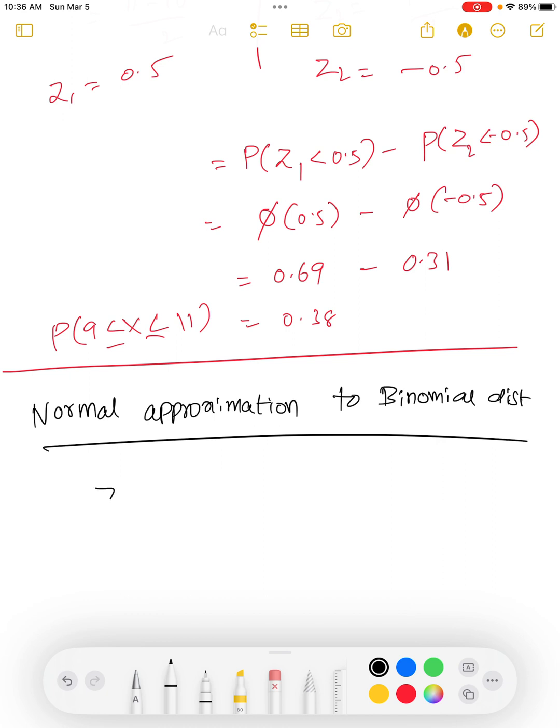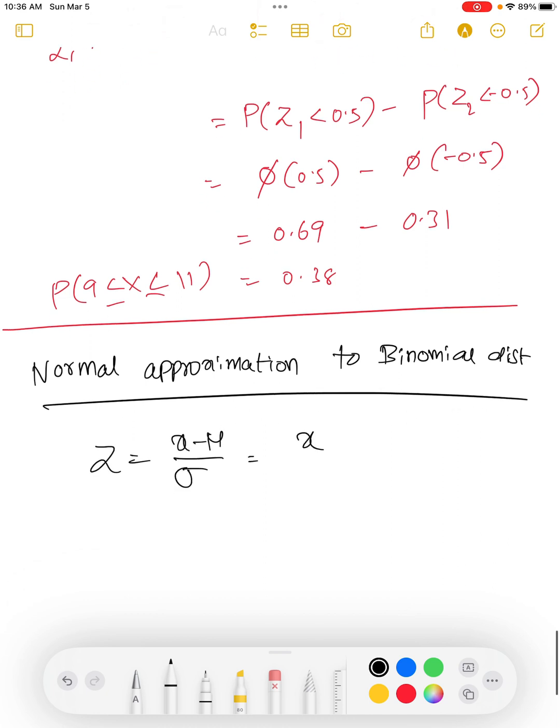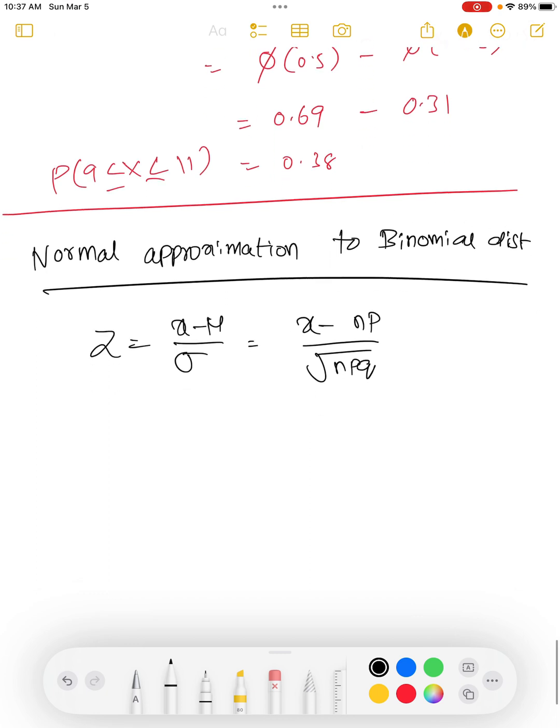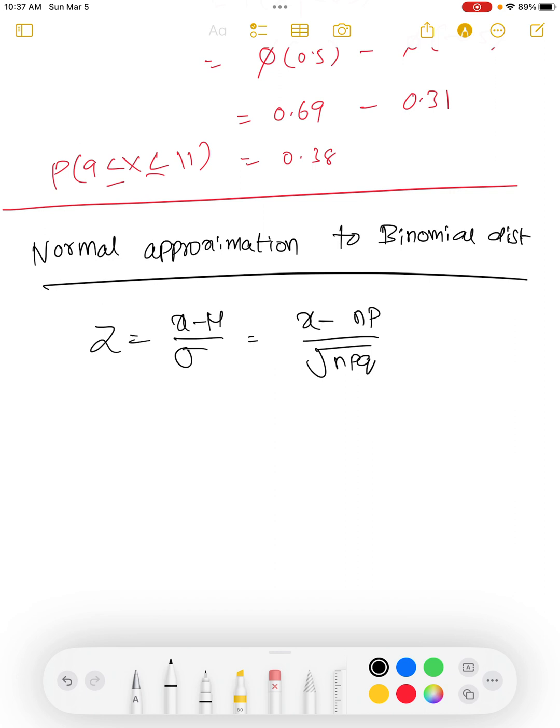We know that z equals x minus mu by sigma. The mu value is np in the binomial distribution. You remember npq. Replacing x with z, mu with np, and the standard deviation with the root of npq, we will get some error, which is called the normal error. That error can be corrected with a continuity correction.